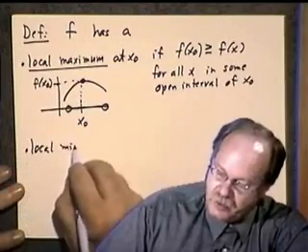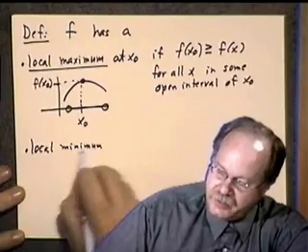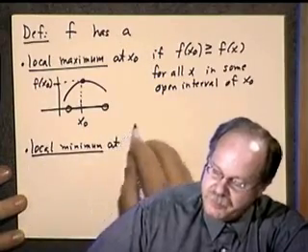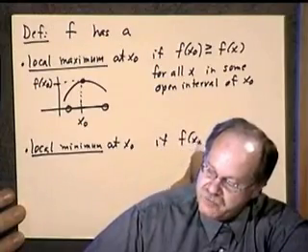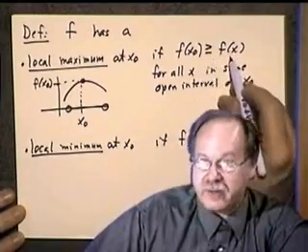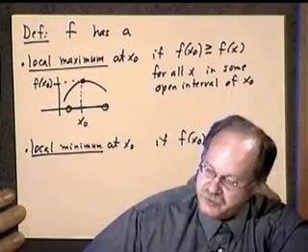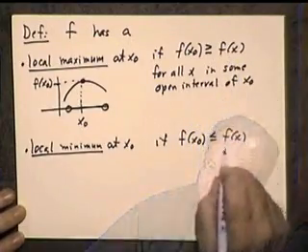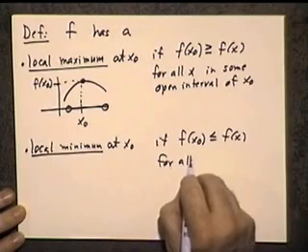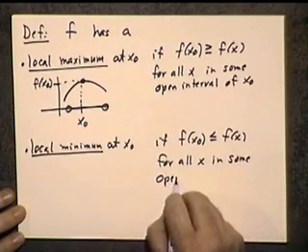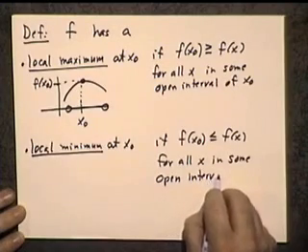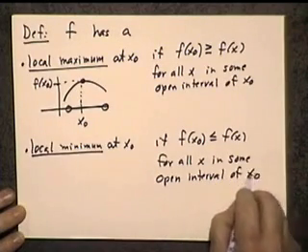Likewise, we can define local minimum in exactly the same way. A local minimum at x naught happens if, well, this time f of x naught, we don't want greater than or equal to everything, but less than or equal to everything nearby. So this would be, again, for all x in some open interval of x naught.